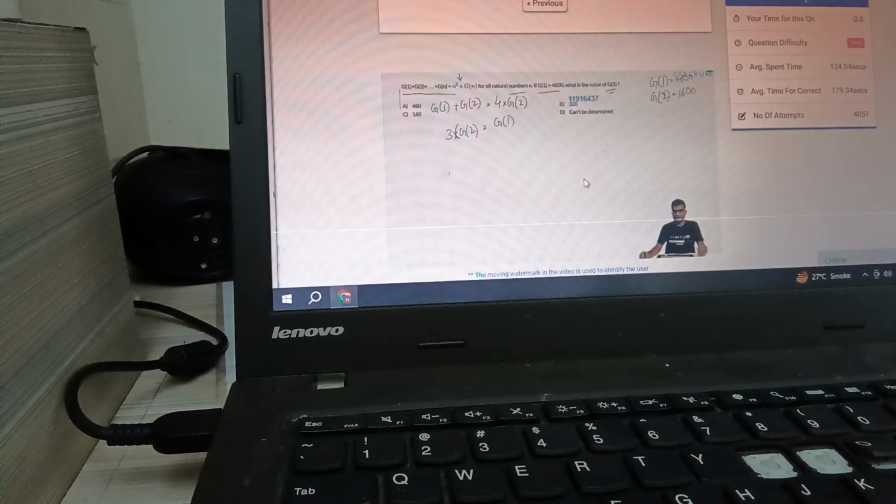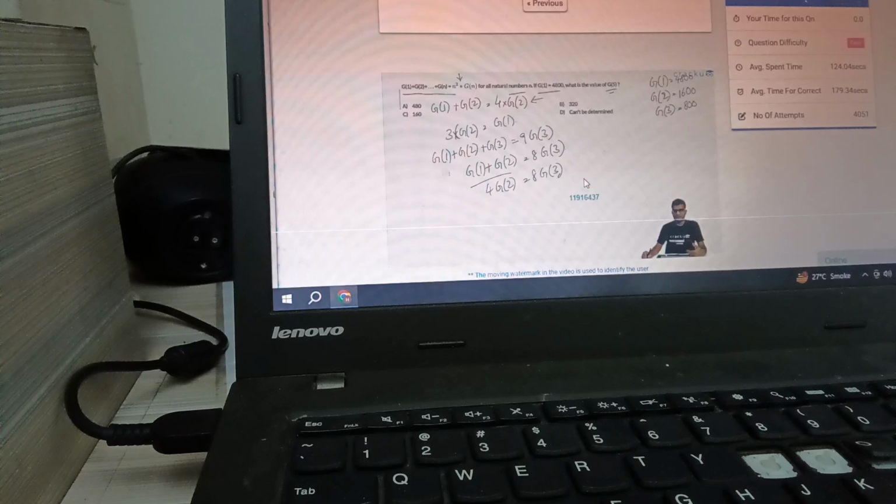Now let us substitute the value of n to be equal to 3. So g1 plus g2 plus g3 is equal to 3 square, that is 9 into g of 3. Or g1 plus g2 is equal to 8 into g of 3. But what is the value of g1 plus g2? We know from the earlier equation that g1 plus g2 is simply equal to 4 times g of 2. So 4 times g of 2 is equal to 8 times g of 3, or the value of g of 3 is just nothing but g of 2 divided by 2, which is 800.